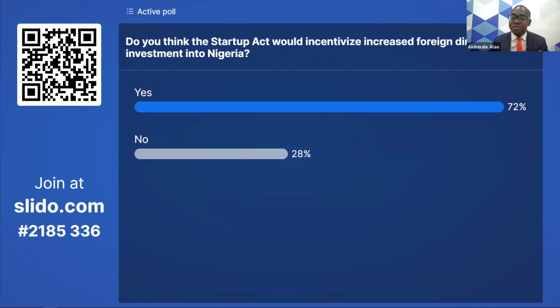Okay, the response is positive, but not as positive as the first one. So 72% of our audience currently believe that the enactment of the Startup Act would result in increased foreign direct investment. 27% don't think so. Okay, more responses are still coming in. So if you are yet to log in, please log in, join the poll. Let's hear from you. Let's know your views. Okay, the percentage of those answering in the affirmative is reducing gradually. 71% still think, though, that the act would result in increased foreign direct investment. Okay, let's move to the next question.